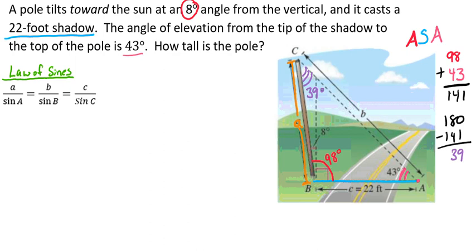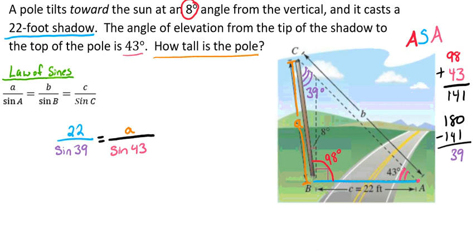Now we have angle C and its opposite side, so that's what we'll use for our law of sines. We have 22 over the sine of 39. Remember, very specifically, we've been asked how tall the pole is, so here we want to deal with side A. If we're dealing with side A, then we use the sine of 43, because that is what's opposite of side A.